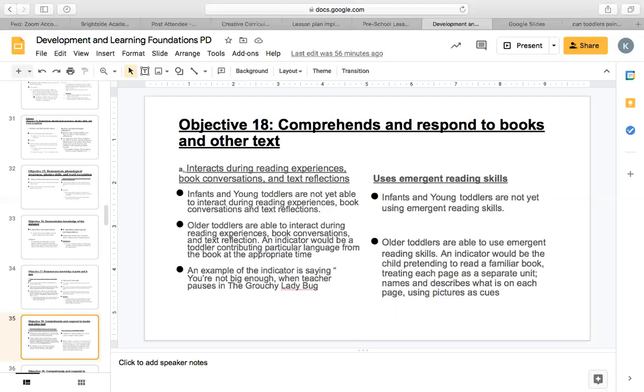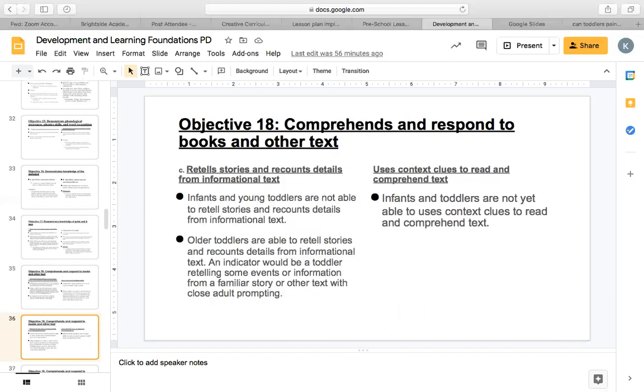Uses emergent reading skills. Infants and young toddlers are not using emergent reading skills. Older toddlers are able to use emergent reading skills. An indicator would be the child pretending to read a familiar book, treating each page as a separate unit, and naming and describing what is on each page, using pictures as cues.